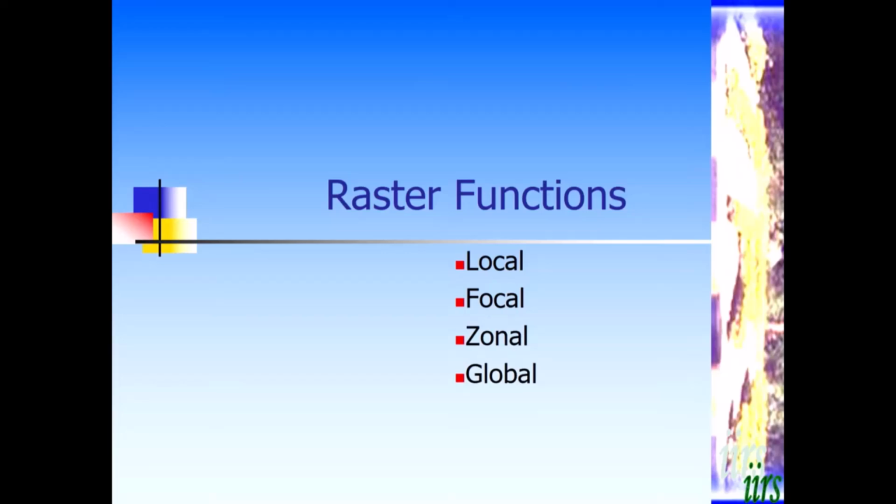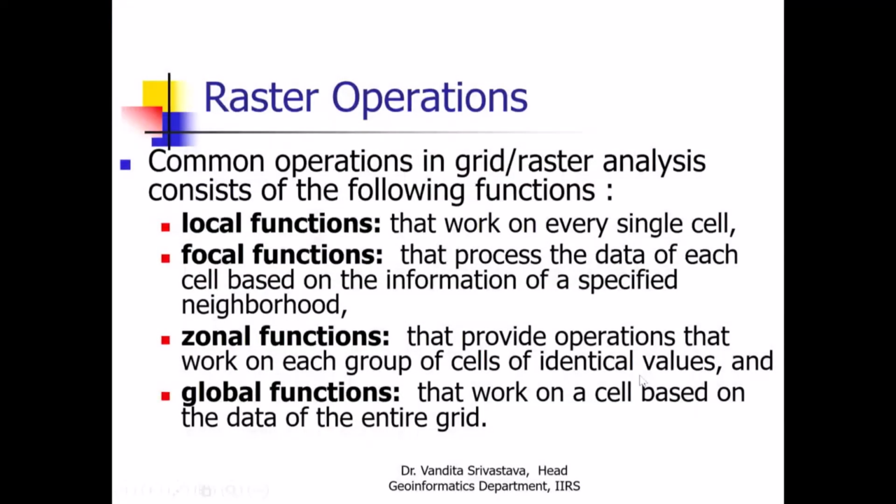And this applies not only to maps but also to images. Anything you are doing with raster structure can be classified into these 4 categories. So what are these? Let us discuss and then I'll show you some examples of them. So local functions are the ones that work on a cell by cell basis.